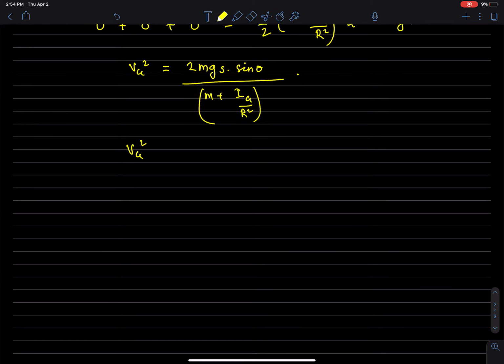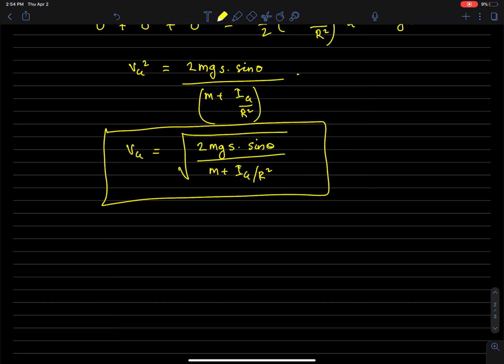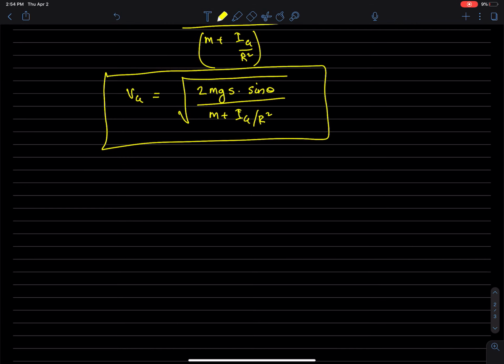Or Vg equals square root of 2mgs sine theta divided by m plus Ig over r square. Okay, so that's the answer.